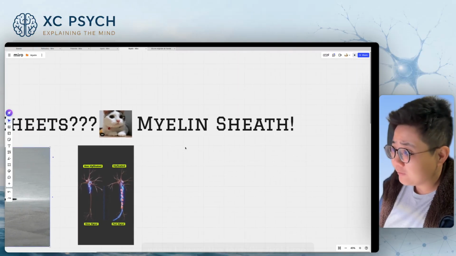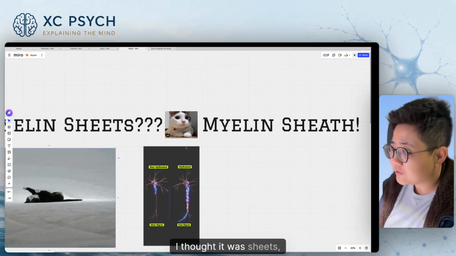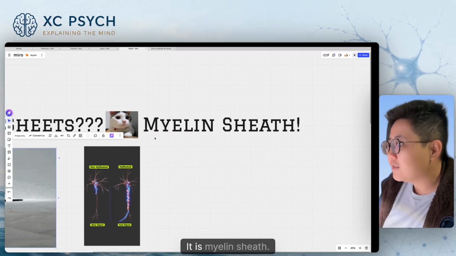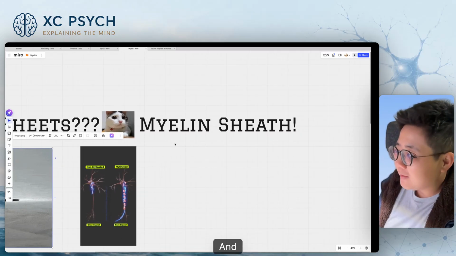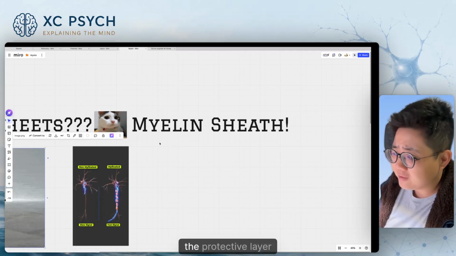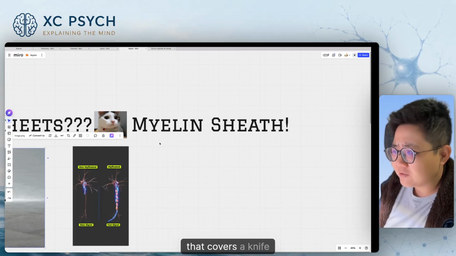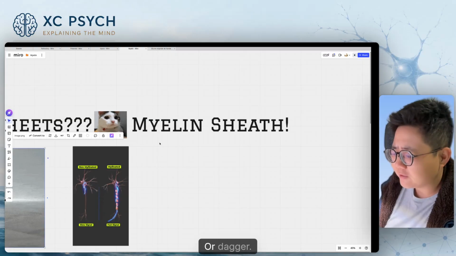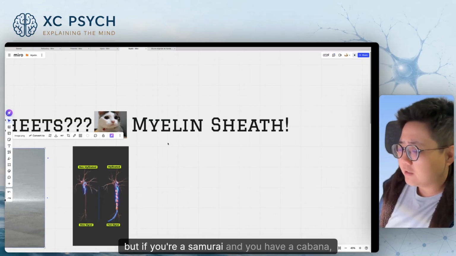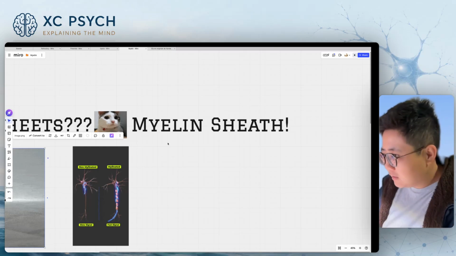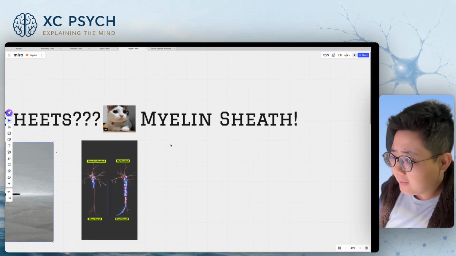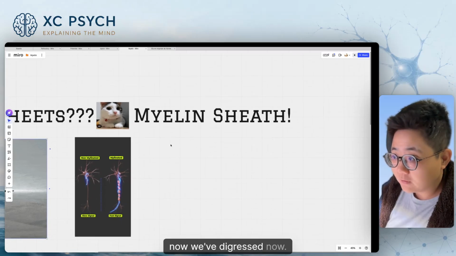I literally, when I heard the term the first time, I thought it was sheets, like bed sheets. But then I learned I was wrong. It is myelin sheath. And fun fact, sheath is used to refer to the protective layer that covers a knife or something, or a dagger. I'm not sure if dagger has covers. But if you're a samurai and you have a katana, that sheath would be called saya. Now we've digressed.